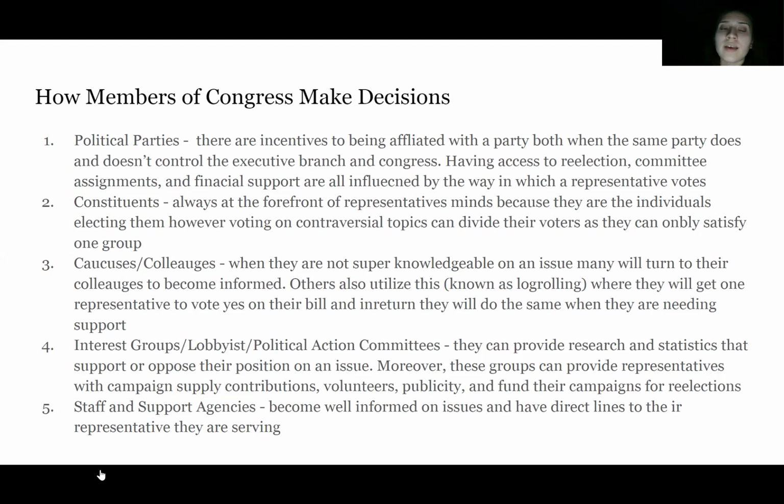Next, constituents. These are people who are directly electing them, us, the people. We are constituents. We are at the forefront of their minds all the time because we are the ones electing them.